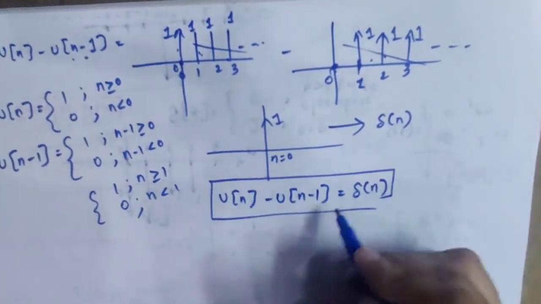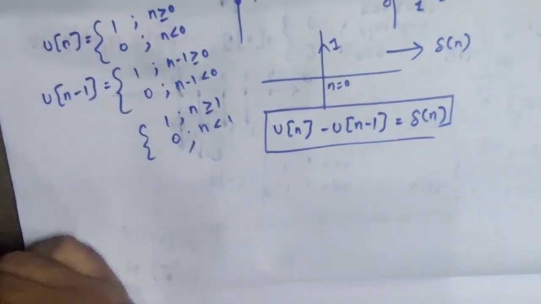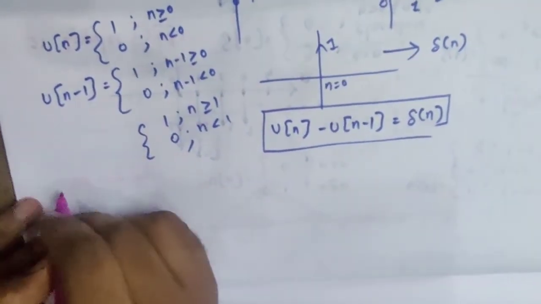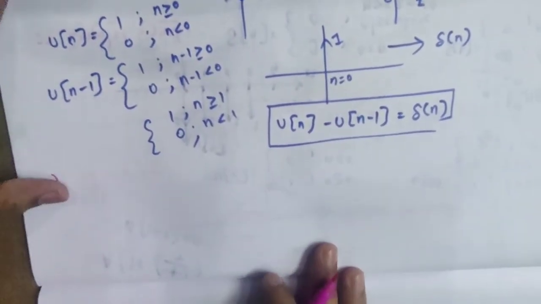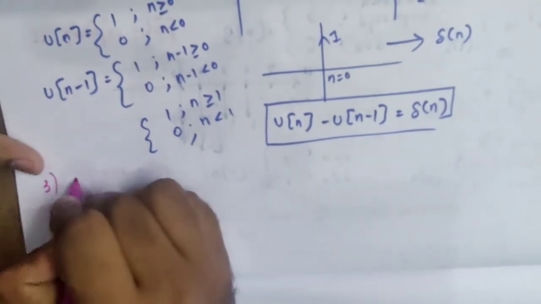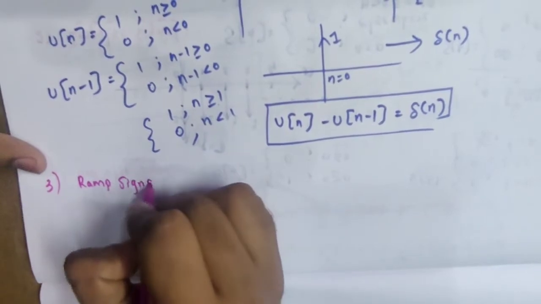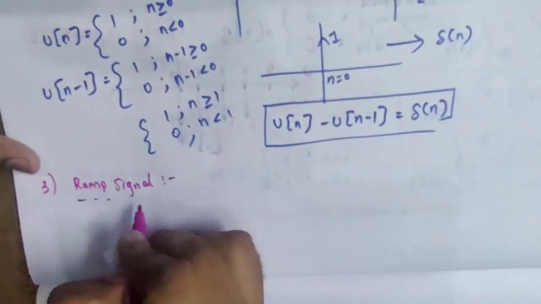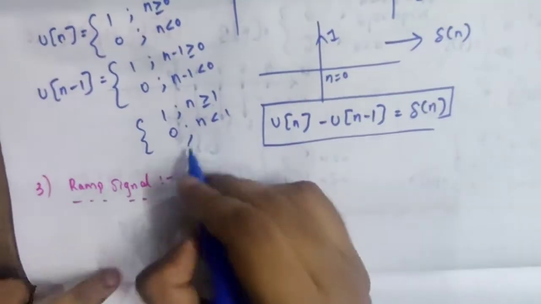This is important. While we are solving problems, we will use this property. Now the third, what was the third sequence which we saw in the continuous time domain? Ramp signal or sequence or function, whatever you call this. How was it represented? Let me change the sketch.